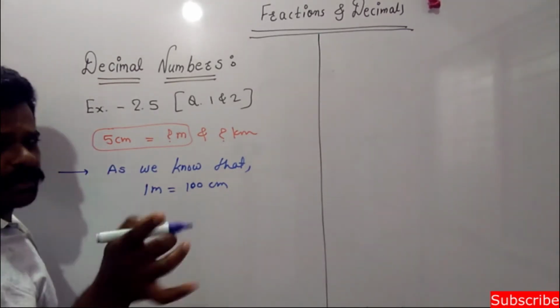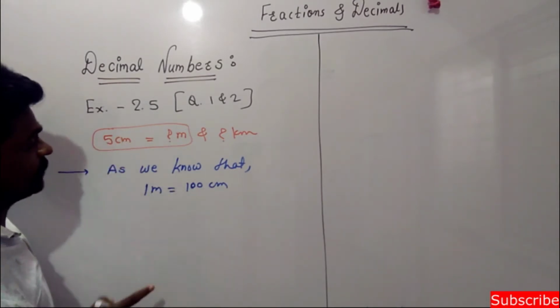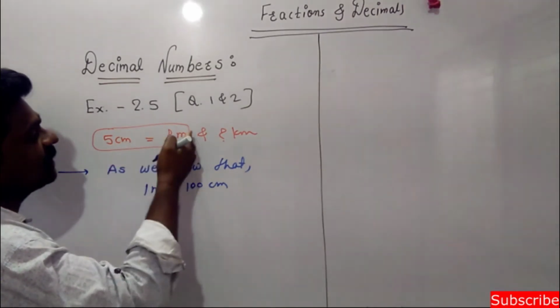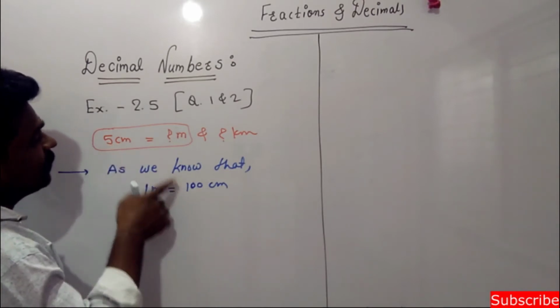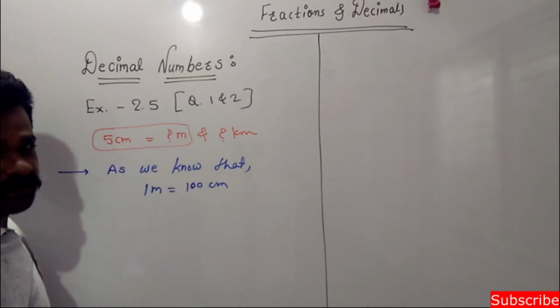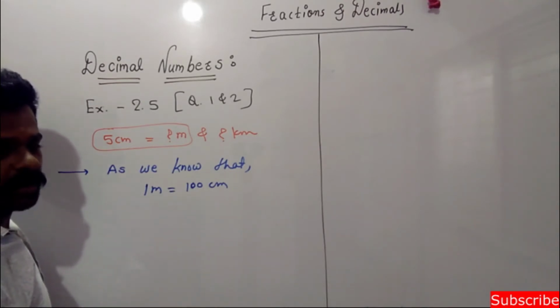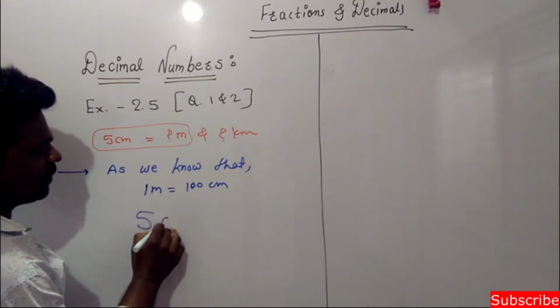For that purpose, first we need to find out the value of 1 centimeter. Here we want 5 centimeter. 5 centimeter is equal to how many meters? But for that purpose, first you need to find out 1 centimeter means how many meters. Like the simple example I told you in some last lectures: what is the price of 5 chocolates?